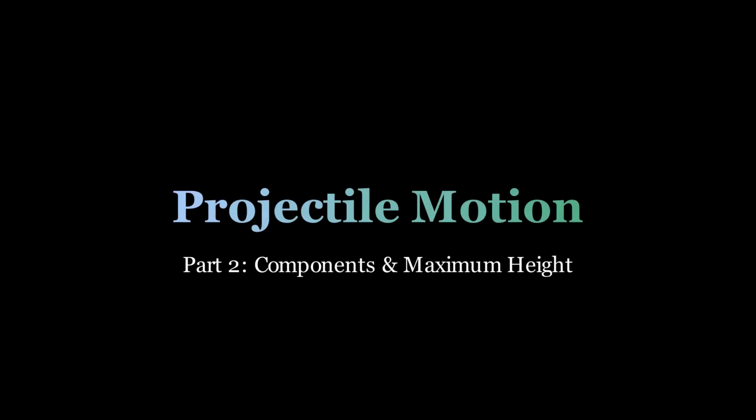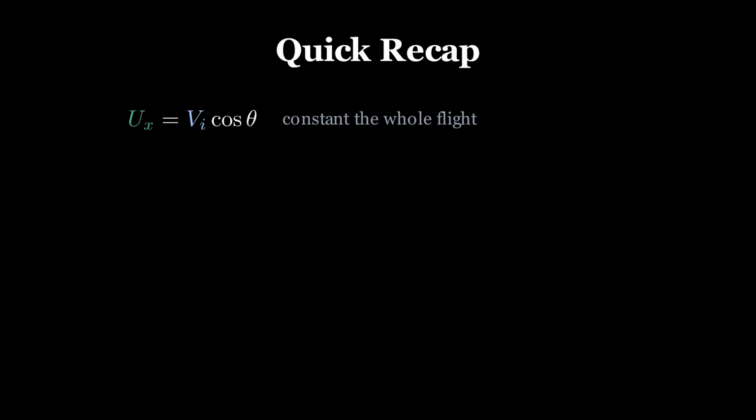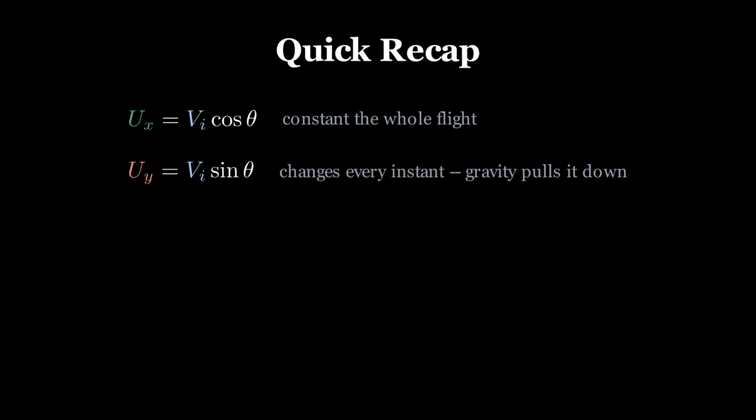Projectile motion, Part 2, components and maximum height. Quick recap before we start calculating. Ux equals Vi cosine theta, and it stays constant the whole flight. Uy equals Vi sine theta, and it changes every instant, because gravity pulls it down.